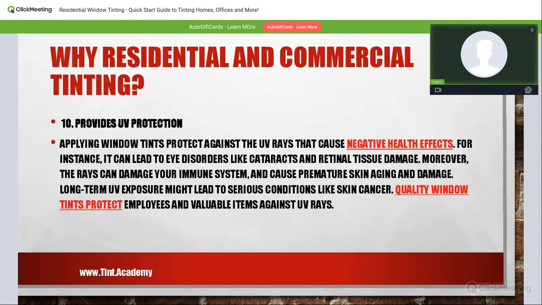Next, it provides UV protection, just like we talked about with every other aspect. UV is the bad stuff that can cause cancer and everything like that. It's going to damage your immune system and cause premature skin damage. So this is going to help block and reflect that as well.